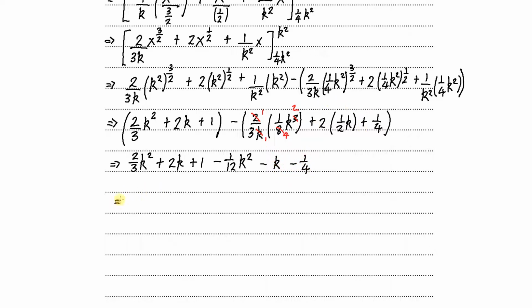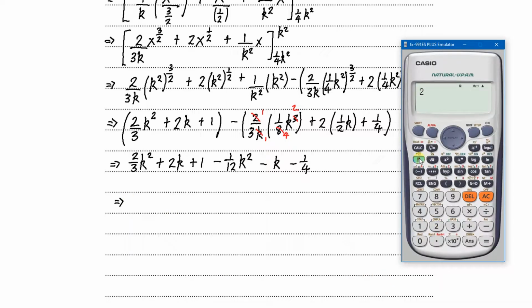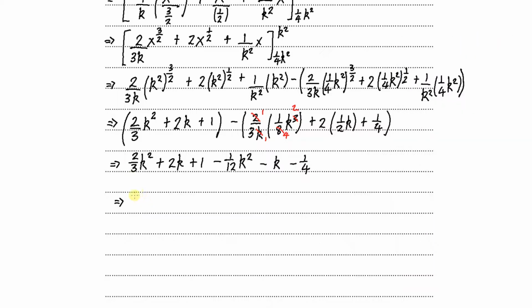Now this can simplify to 2/3 k squared minus a 12th k squared, so it's 2/3 minus a 12th, we get 7 over 12, so we have 7 over 12 of k squared. Then 2k minus k is k, then 1 minus a quarter, that's 3/4.